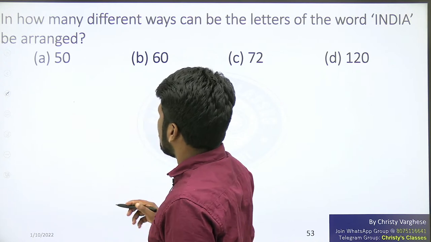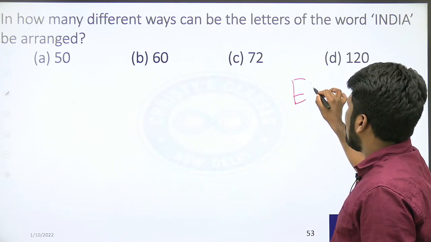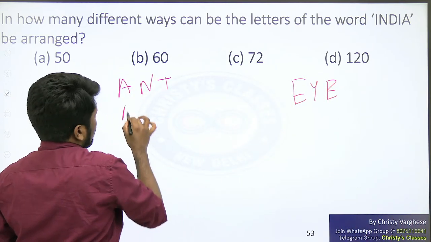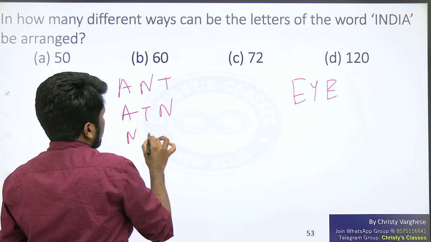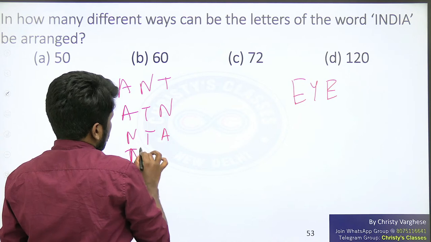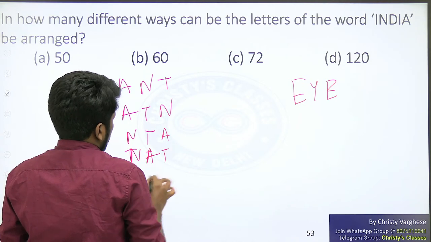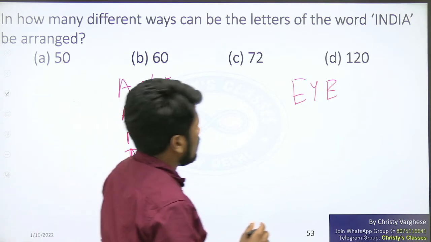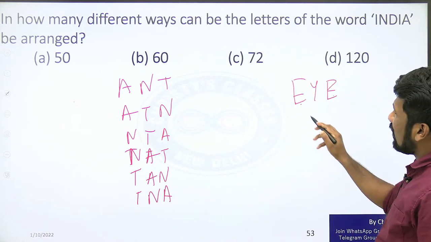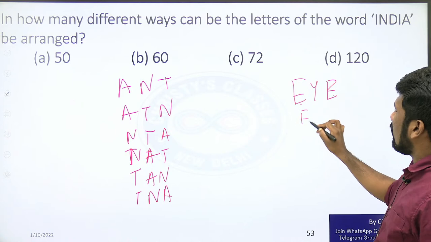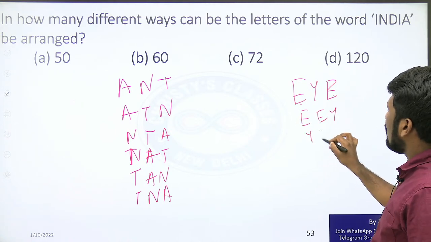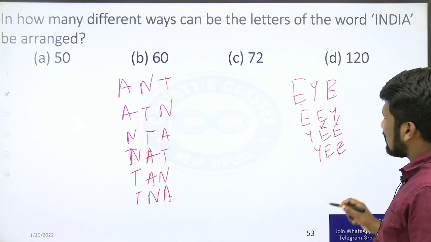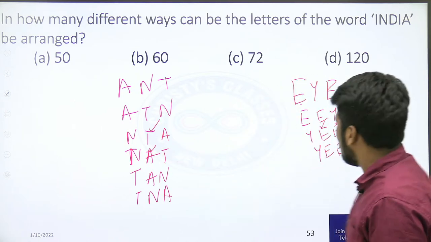I will show you that with a simpler example. If the word is EYE. If the word is ANT, we already discussed ANT, ATN with A beginning, NTA, NAT with N beginning, TAN, TNA with T beginning. There are six total possibilities. In the same way, if we consider the two E's as different letters, then there would be six arrangements. EYE, EEY, YEE, considering the E's as separate letters like NTA, NAT.